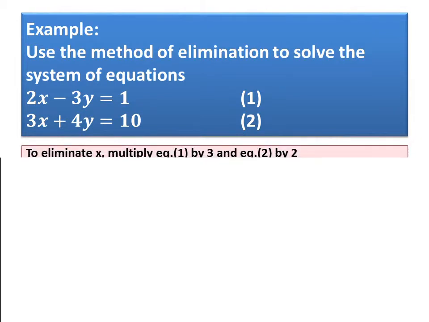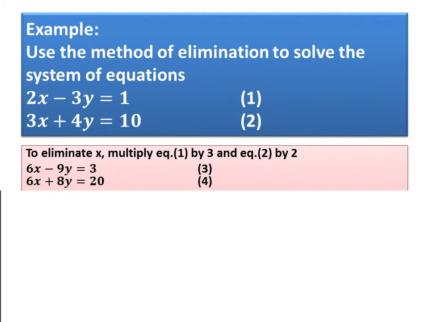Now, to eliminate x, we multiply equation 1 by 3 and equation 2 by 2. So for equation 1, we have 6x minus 9y equals 3. We call it equation 3. And for equation 2, after multiplying it by 2, we get 6x plus 8y equals 20. We call this equation 4.